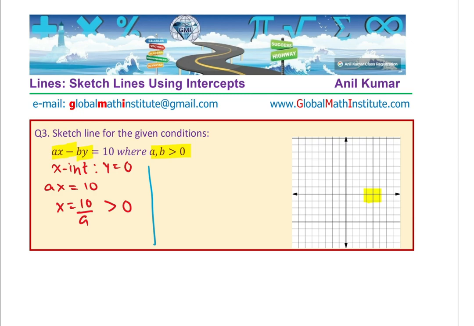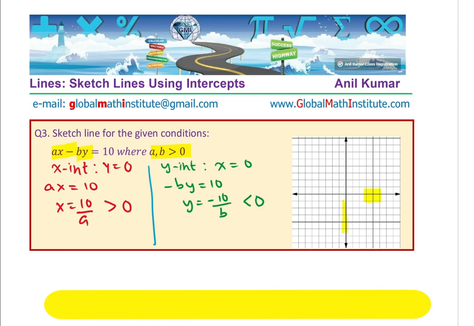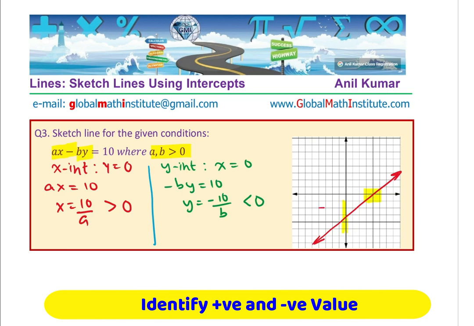And now, to find the y-intercept, what will I do? I will put x equals to 0. And so we get minus by equals to 10, or y equals to minus 10 by b. Now, since b is greater than 0, we know this number is going to be less than 0. And that means the y-intercept will be somewhere here in the lower half, correct? And therefore, any line which is rising, correct, can represent the given equation. You get the idea. So where the points are minus 10 by b, right? And this point here will be 10 by a.